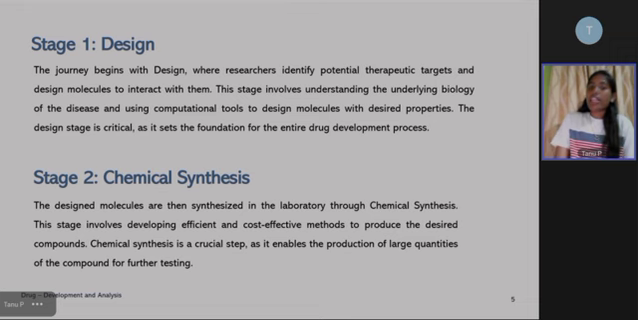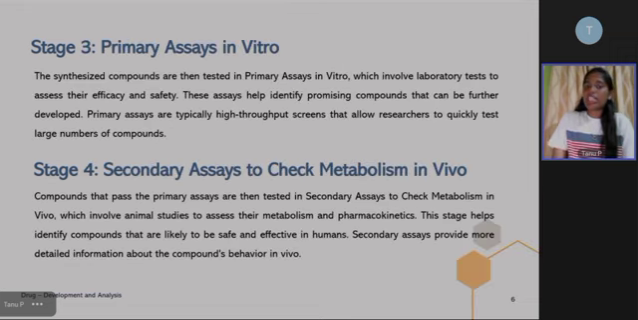Next is stage 3, which is primary assay in vitro. The synthesized compounds are then tested in primary assay in vitro, which involves laboratory tests to assess their efficacy and safety. These assays help identify promising compounds that can be further developed. Primary assays are typically high throughput screens that allow researchers to quickly test large numbers of compounds.